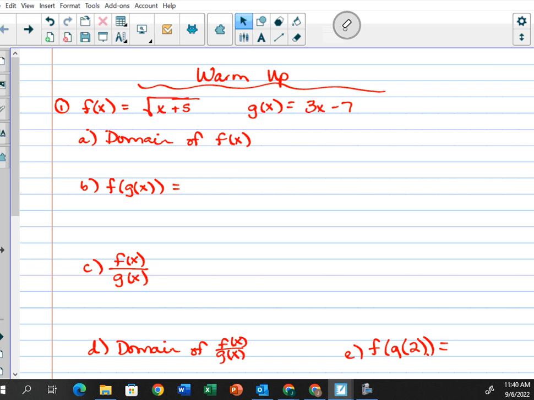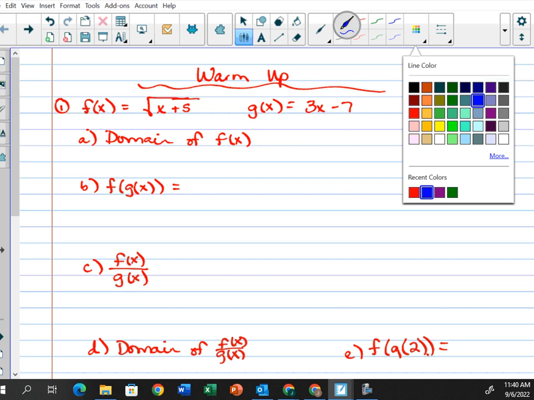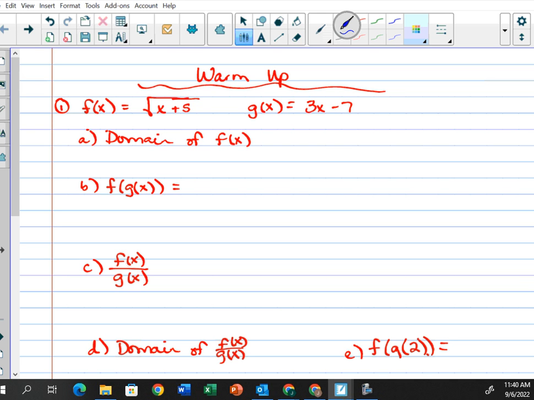All right, let's look at the warm-up. So part A, I'm asking you for the domain of f of x. You guys know that we can't take the square root of a negative number. So that's a pretty simple one. You can probably just look at it and tell me the answer.